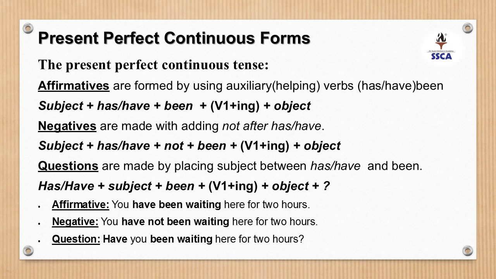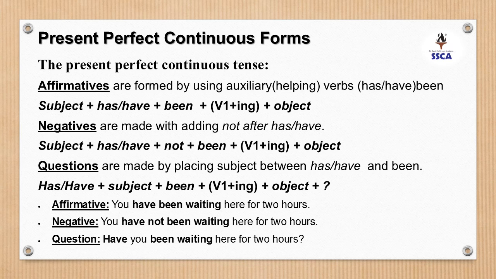For negatives, they are made by adding not after has or have. See the structure: subject plus has/have plus not plus been plus verb first form with ing plus object. And the questions of present perfect continuous are made by placing subject between has, have and been. See the structure: has, have plus subject plus been plus verb first form with ing plus object plus question mark.